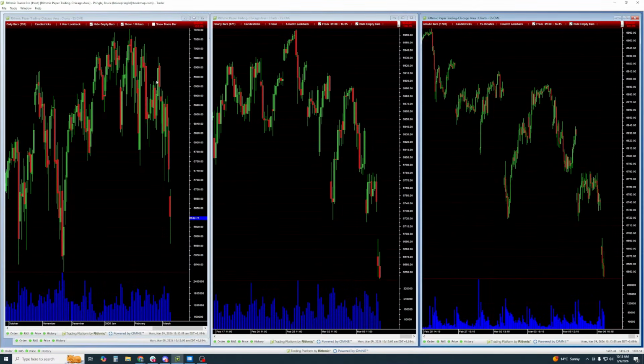All right, so we have a daily candlestick chart over on the left, an hourly in the middle, and a 15-minute here on the right. Okay, so in the daily, this is a big day.